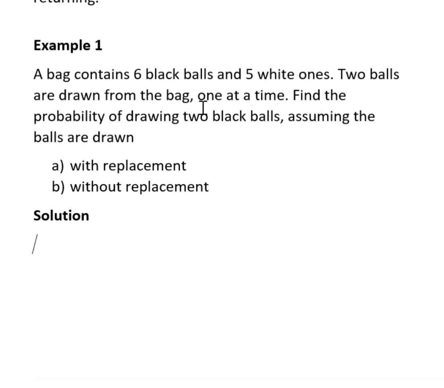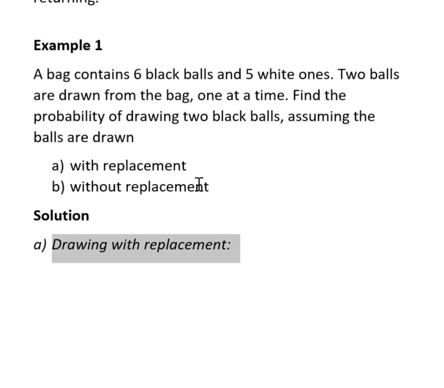Example, a bag contains 6 black balls and 5 white ones. 2 balls are drawn from the bag one at a time. Find the probability of drawing 2 black balls, assuming the balls are drawn (a) with replacement and (b) without replacement.